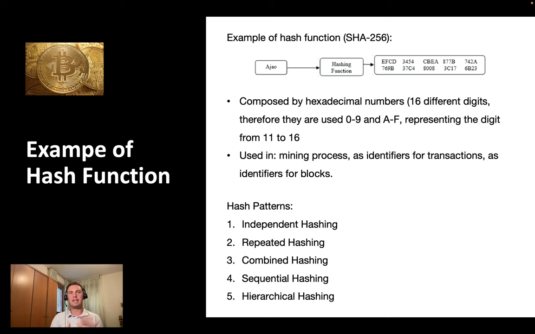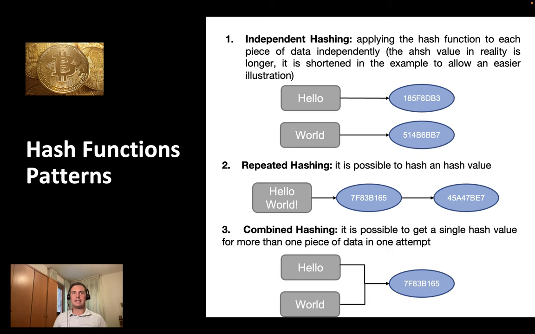We can see five types of hash patterns: independent hashing, repeated hashing, combined hashing, sequential hashing, and hierarchical hashing. Let's start with the first, independent hashing. It means applying the hash function to each piece of data independently. Hashing different data, we obtain different hash values. The hash value in reality is longer; it is shortened here in the example to allow an easy illustration, otherwise it would be too long.